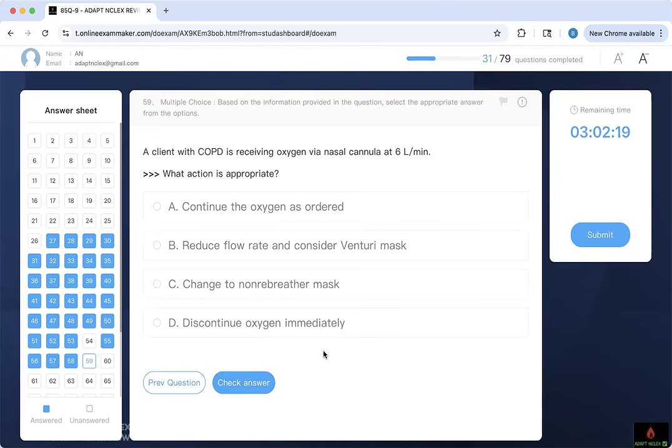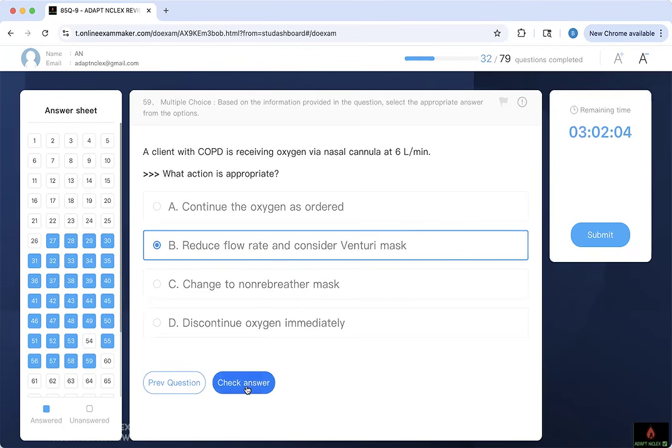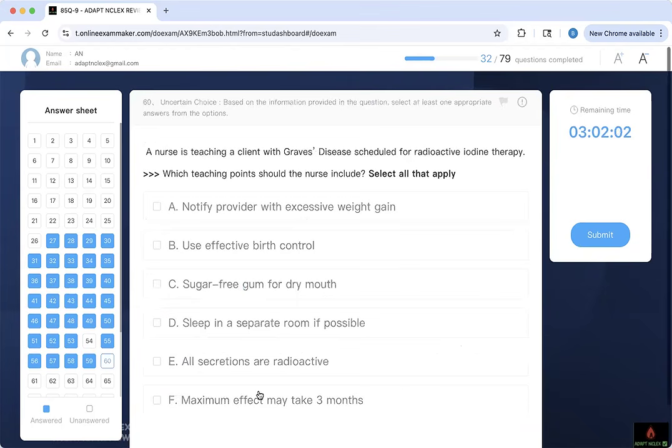What kind of oxygen should we give it? And if we see it, what should you do? Which one should you intervene? I expect you to pick that we need to reduce the flow rate and put them on a precise oxygen delivery device. They get Venturi mask. The rest are all bad choices.